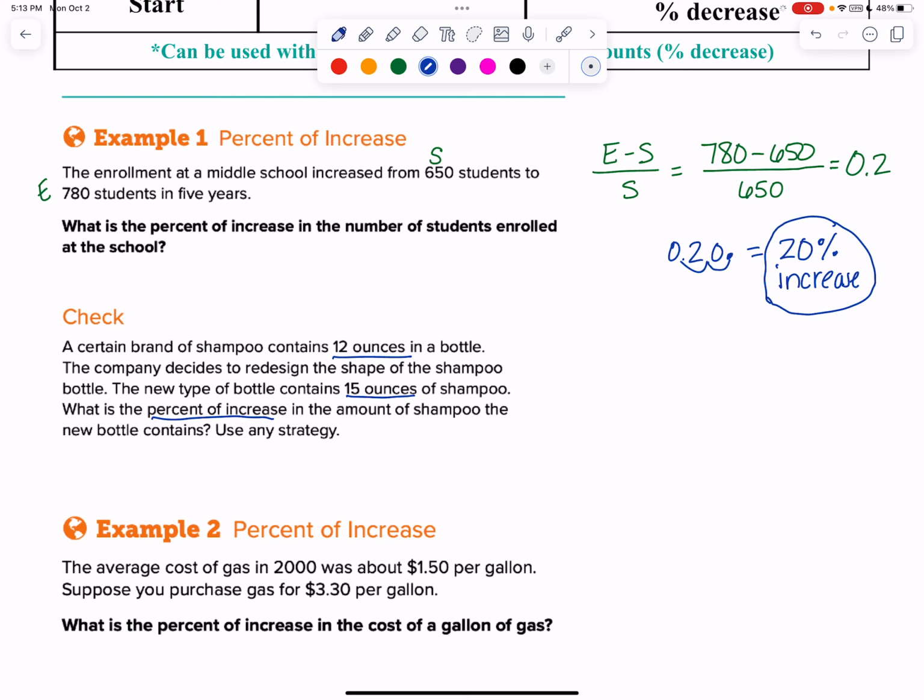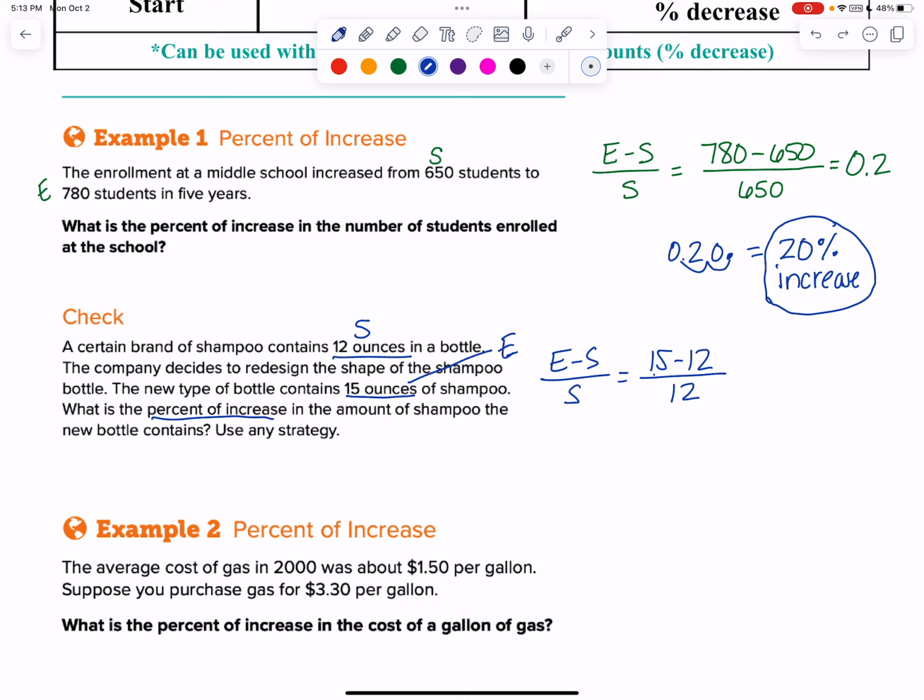Okay, so what was the start? It was this. It's now this. You can see how I'm tagging it if I don't have space. And we do end minus start over start. So go ahead and set that up now. So end was 15 minus 12 over 12. Notice those match up just like they matched up here. It's a common thing you're going to see, end minus start over start.